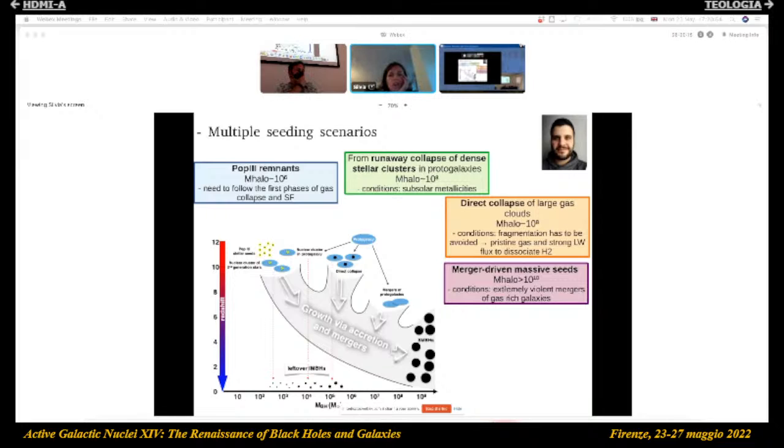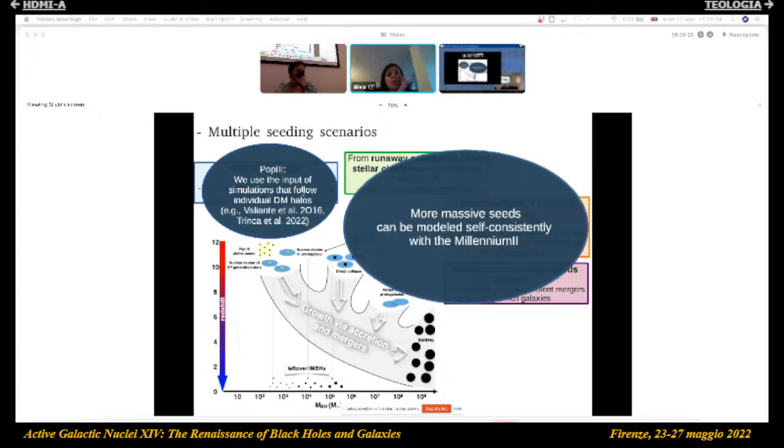To model all these with the current simulations we have available, we cannot model population 3 self-consistently, but we are using as input in our simulation the outputs of other runs from Rosa Valiante, of the group of Raffaella Schneider in Rome, and I think there will be a talk on this in a few days by Alessandro Trinca. But in the Millennium 2, we can model more massive seeds self-consistently. So what we did is try to model the conditions in which these first black holes could have formed.